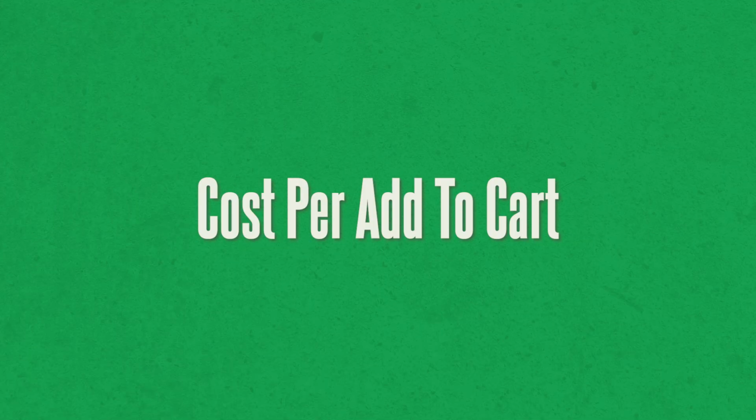Now, the next metric we look at is cost per add to cart. This metric can be a bit confusing because it can be an indicator for both your ad and your website. I'm going to explain the 2 things that you should look for with cost per add to cart to determine if you may have an ads problem still, or if you've moved on to your website.